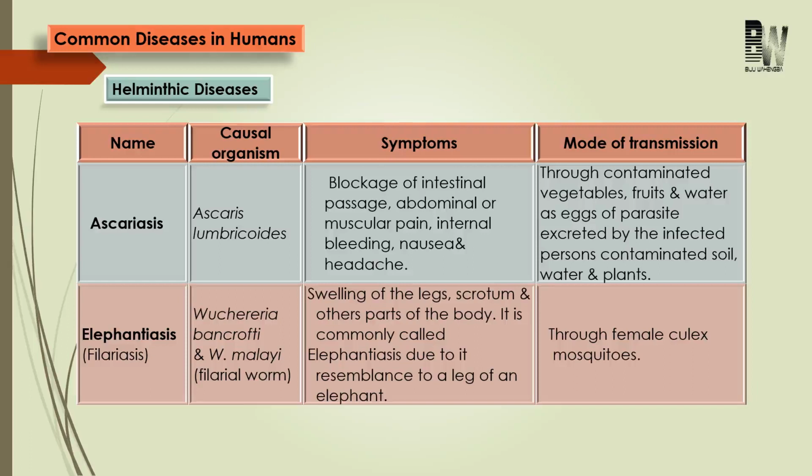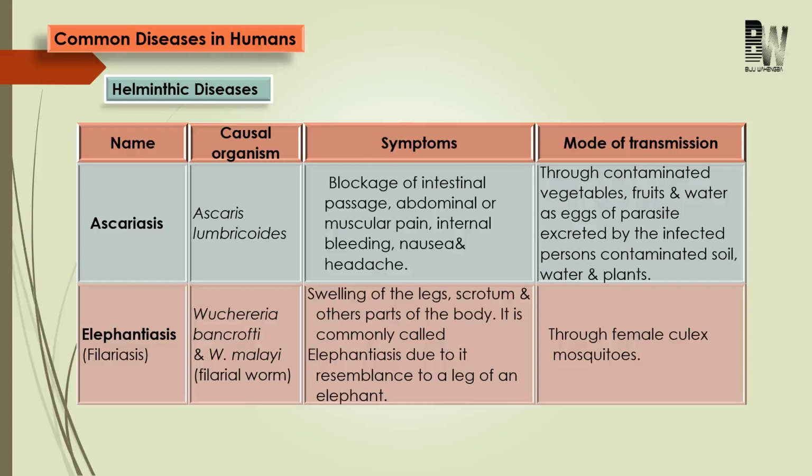Usually infection takes place inside the small intestine, which may result in blockage of the intestinal pathway, and it may lead to abdominal or muscular pain. There may be internal bleeding. It may lead to nausea and even headache. So these are some of the symptoms of ascariasis.